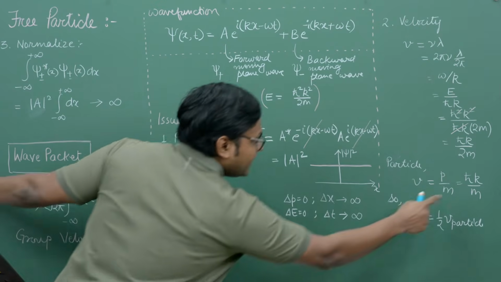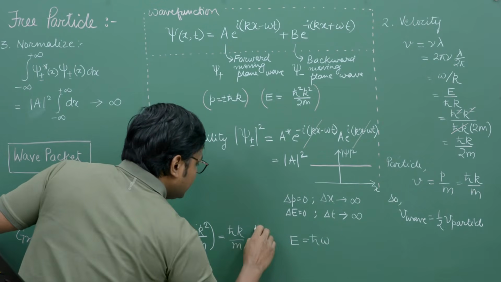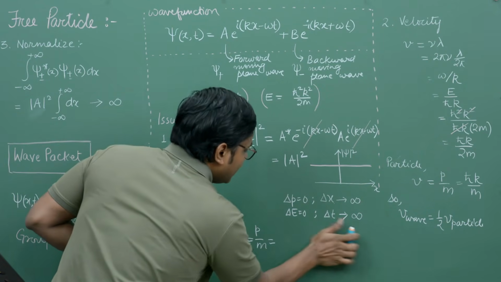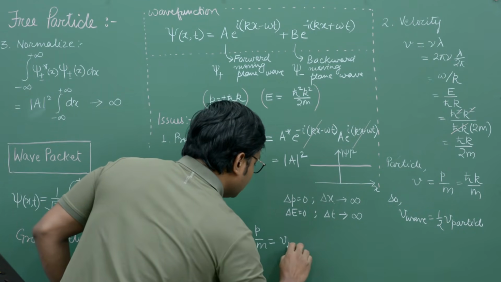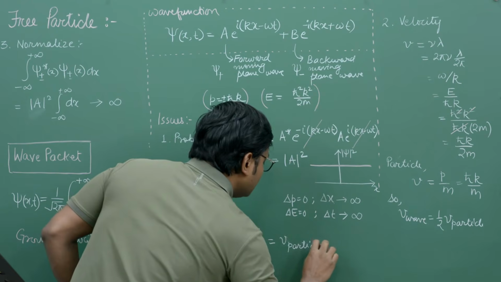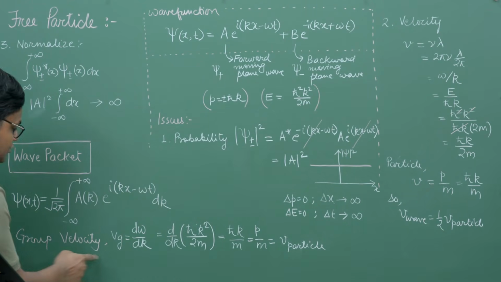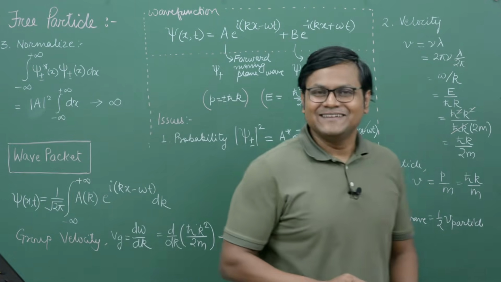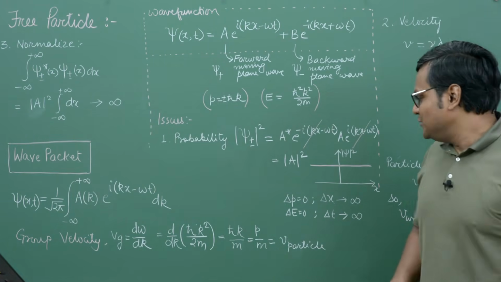What is h cross k? H cross k is momentum. Momentum upon m is simply equal to the velocity of the particle, right? So in this kind of a scenario, the group velocity of the wave packet is exactly equal to the velocity of the particle. So you have solved that issue also.